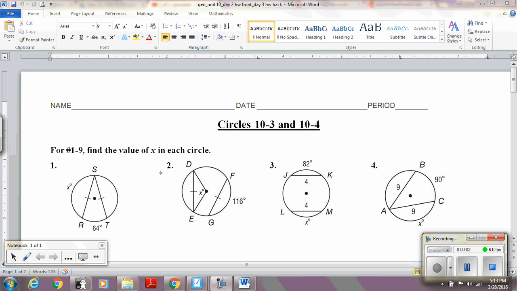Unit 10, Day 2 homework tutorial. Day 2's homework consists of section 10.3 of your textbook, and it's the front side of this handout only.